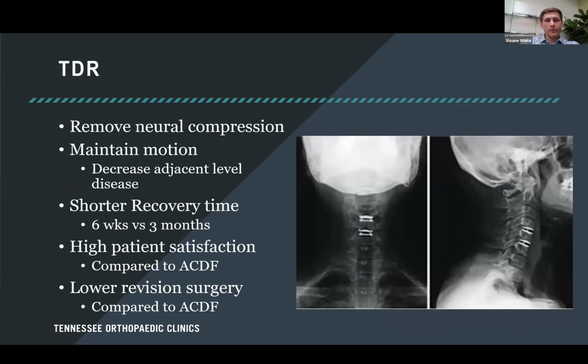So with the development of technology and studying the motion of the neck, a newer procedure has been devised to try to maintain motion at the level of the spine where the nerve or the spinal cord is being pinched, and it's called a total disc replacement, or TDR for short. Just like the fusion, the purpose of it is to remove the compression on the neural elements at that level to improve neck or arm pain.